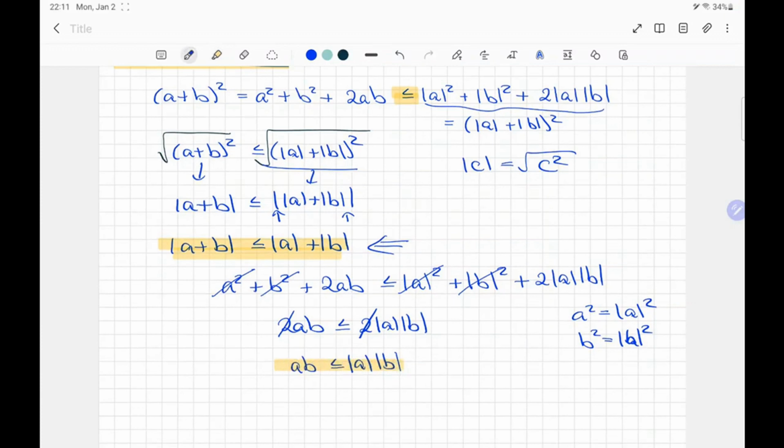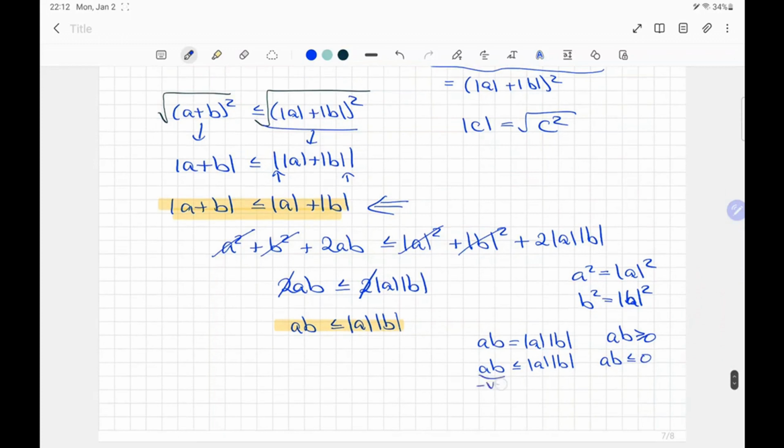To convince ourselves that this inequality is correct, all we need to do is recognize that ab is equal to the absolute value of a times the absolute value of b when ab is greater than or equal to 0, and that ab is less than or equal to the absolute value of a times the absolute value of b when ab is less than or equal to 0. Why? Because this is negative and this is positive, and a positive number is always greater than a negative number. And that concludes our second proof of the triangle inequality.